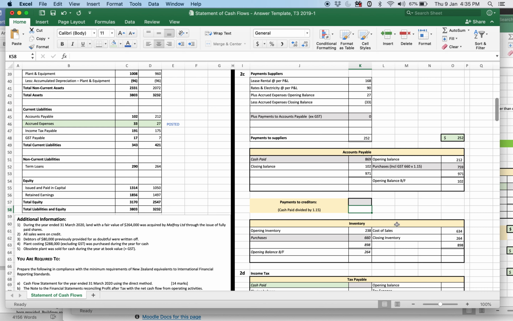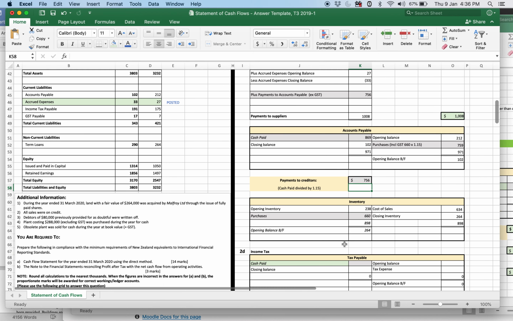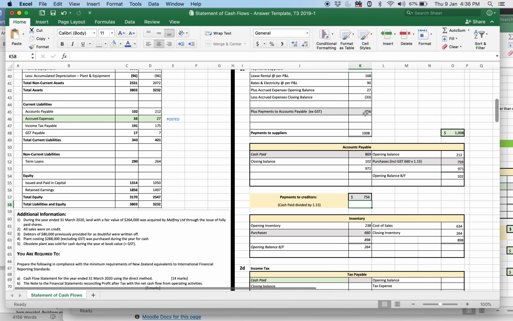So let's just make sure I'm getting this right. That's the amount we paid, but that's including GST. So we want to go what we paid less the GST. Okay, 756, and we're getting there. So 756 is the figure that goes there. I'll just populate that for you, so that equals that figure there.